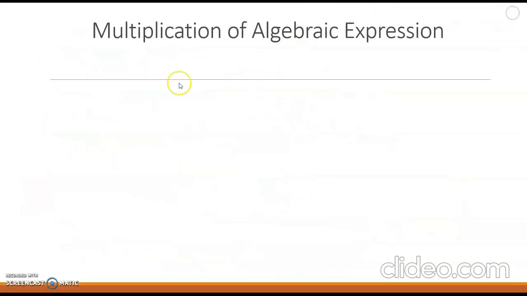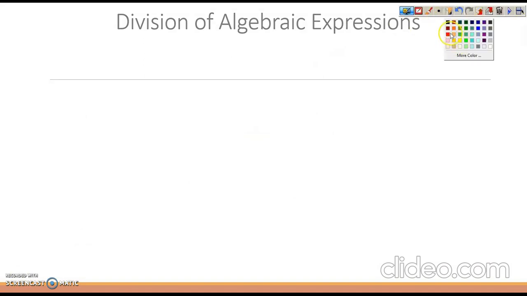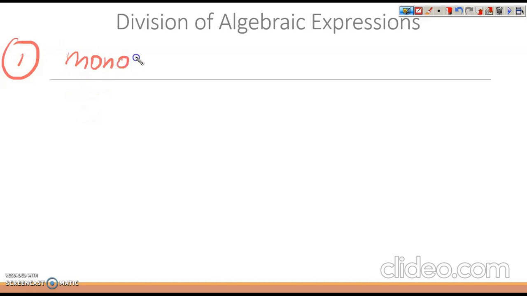Now, let's see division of algebraic expressions. Okay, so in division also there are three things. Okay, the first is division of a monomial by a monomial.